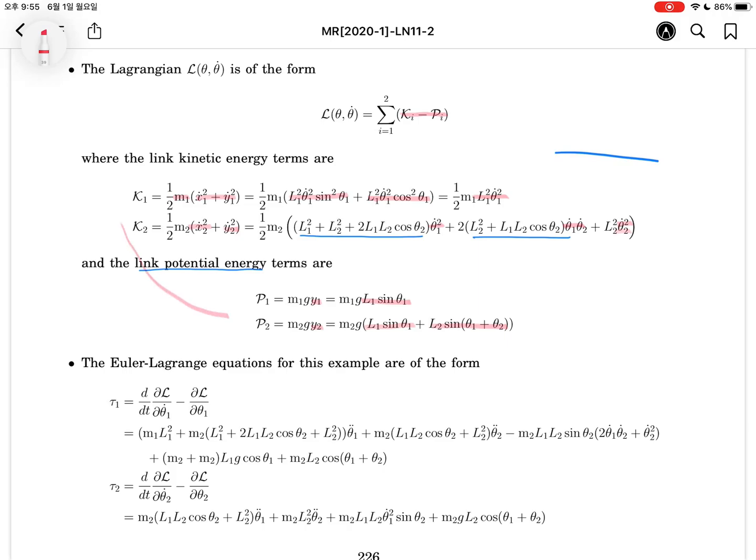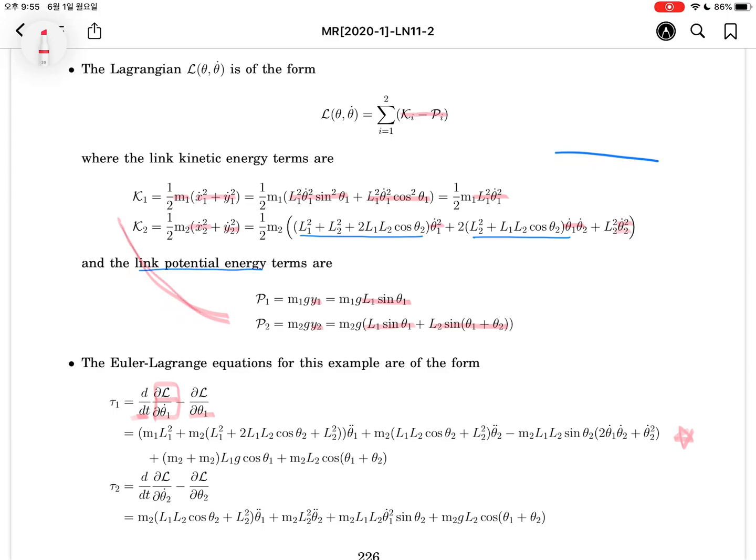From these 4 terms, the partial derivative of L with respect to theta 1 dot is obtained. Then take the time derivative, minus the partial derivative of L with respect to theta 1. Then you arrive at this equation. Please derive this equation by yourself. Okay, it is the best way to practice the Euler-Lagrangian equation.